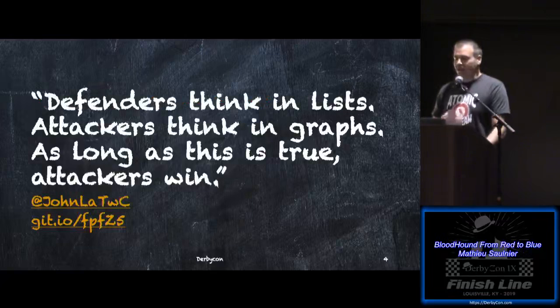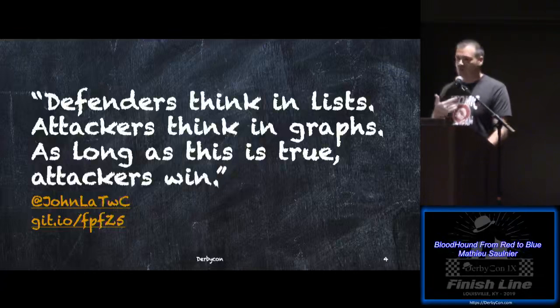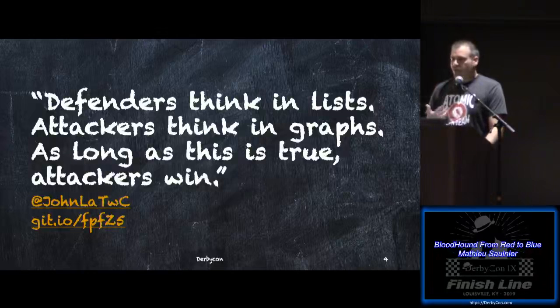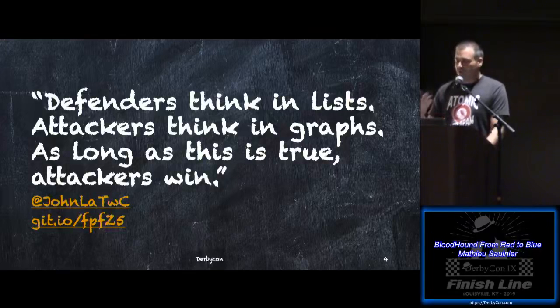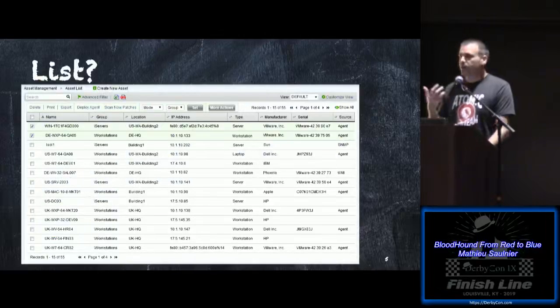Defenders think in lists, attackers think in graphs. As long as this is true, attackers win. This is a very famous quote from John Lambert that you probably heard. It's also the title of one of his blog posts. So when an adversary lands in your network, it does not land in a list. It lands in a graph, which is a complex set of relationships between objects. BloodHound is one of the tools that can actually help you visualize the graph and turn the tables in your favor as a defender.